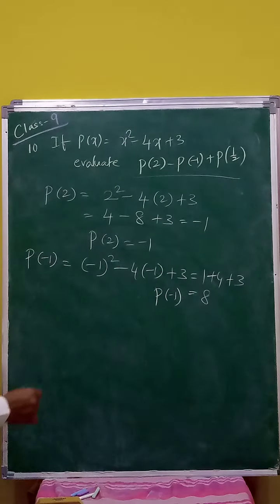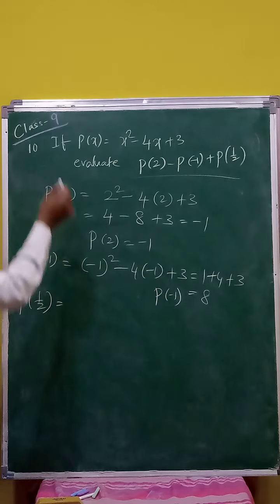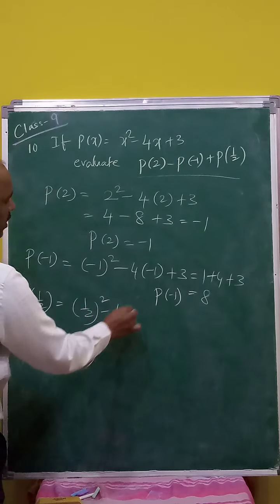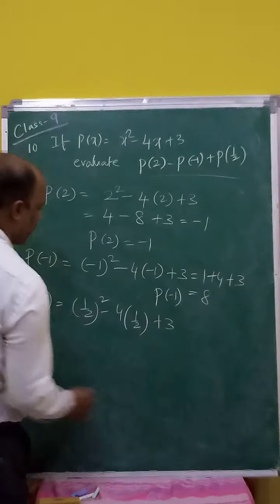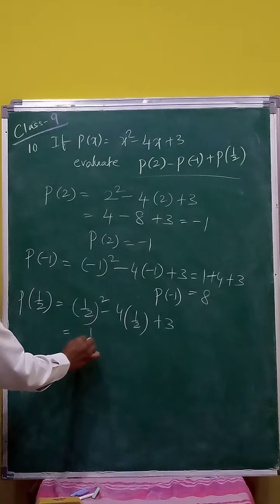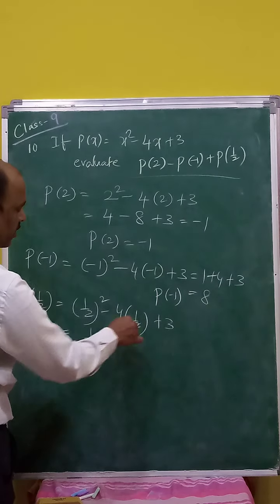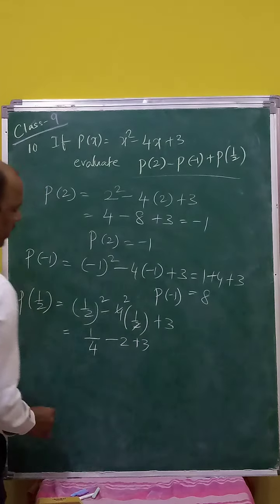And the last term, what is P of 1 by 2? X value is 1 by 2. Applying this again, 1 by 2 whole square minus 4 into 1 by 2 plus 3. 1 by 2 whole square is 1 by 4. And here, the 2 twos cancel. What is remaining? Minus 2 plus 3.